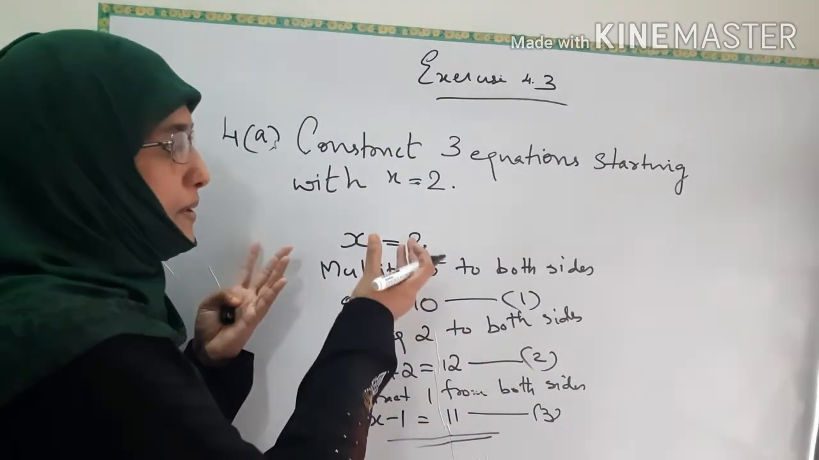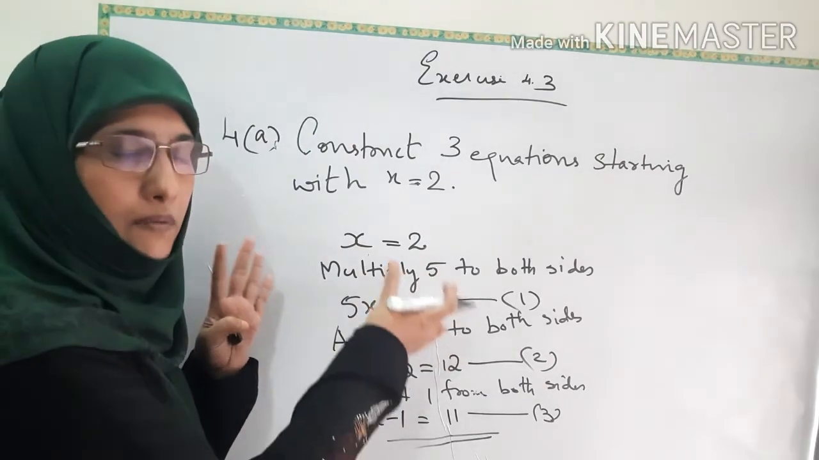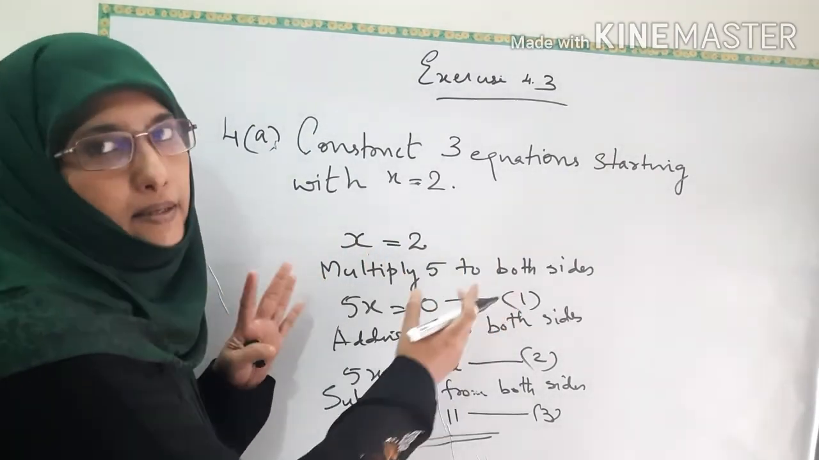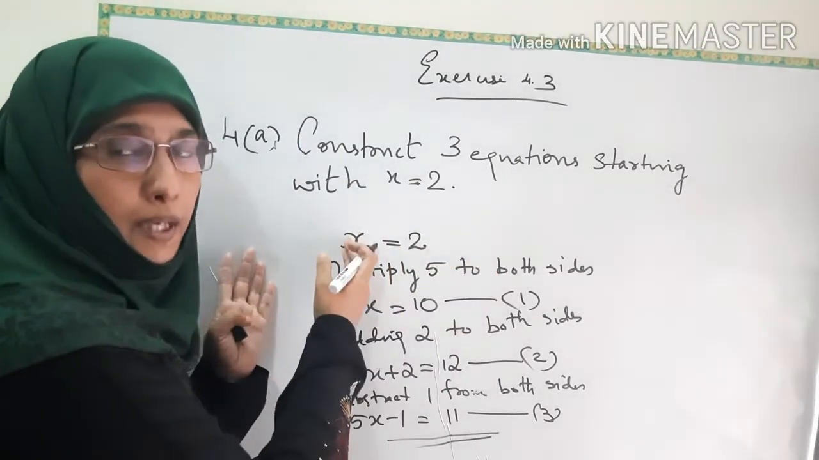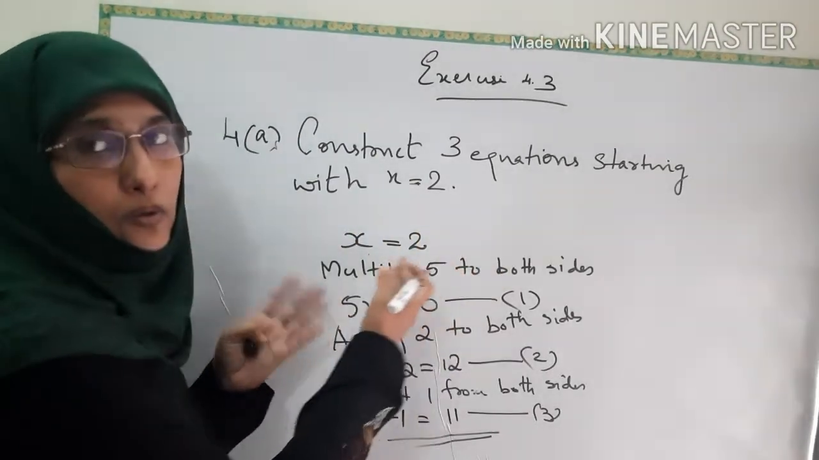So whenever you are doing any operation in an equation, whatever you do to one side, the same you have to do to the other side also. If you are adding here, the same addition you have to do in the next side. If you are multiplying, same multiplication to the right side also.